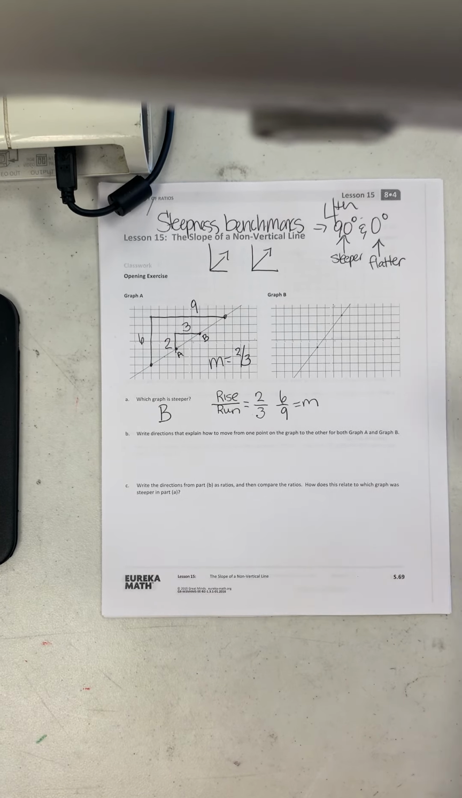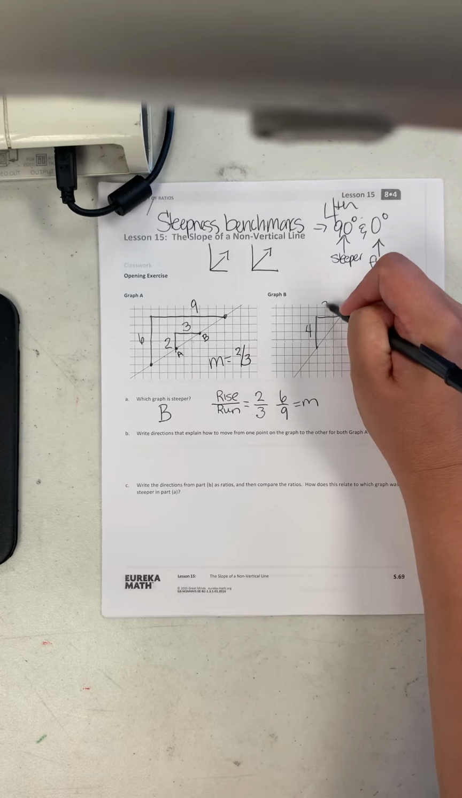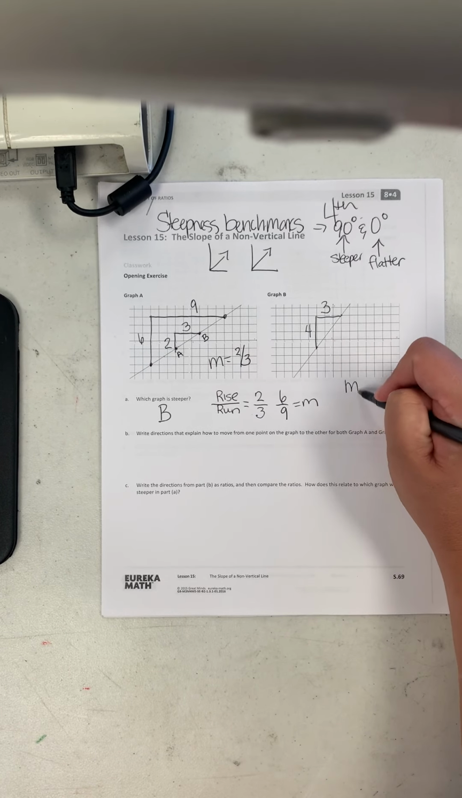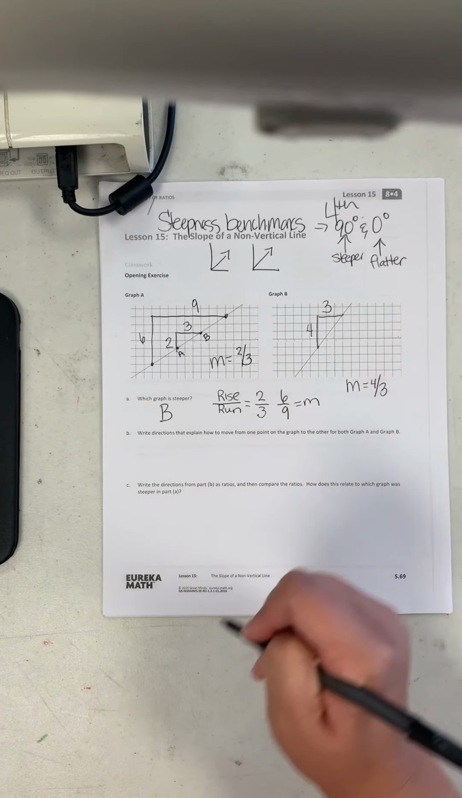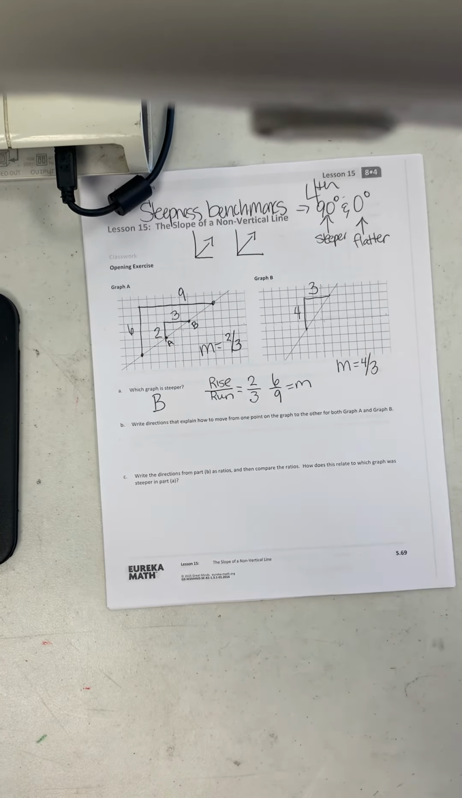So let's map it out. Up 4 over 3. What's my slope? 4 over 3. Uh-oh. What kind of fraction is that? Y'all's favorite. And you can't do anything about it. You're stuck with the rise over run being 4 over 3. Is it simplified? Yes. Yes, it is.